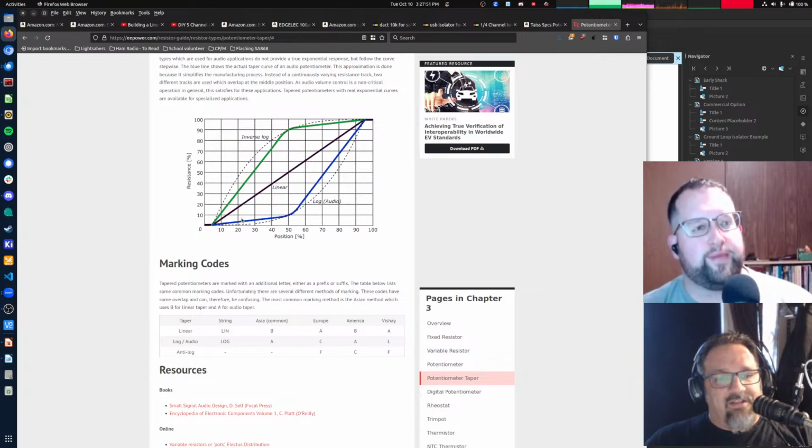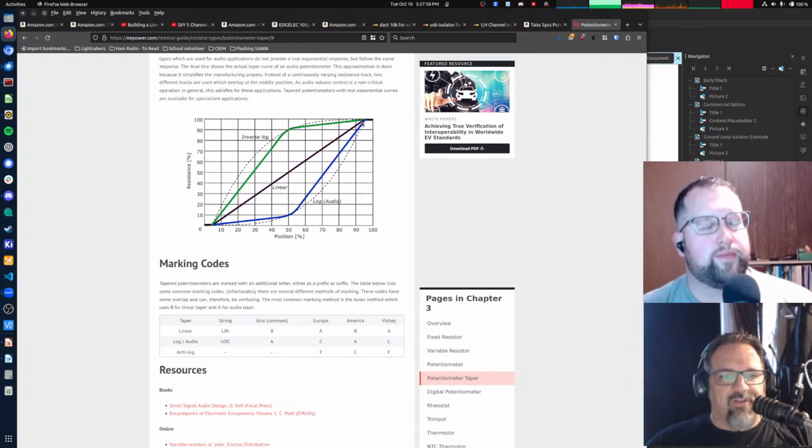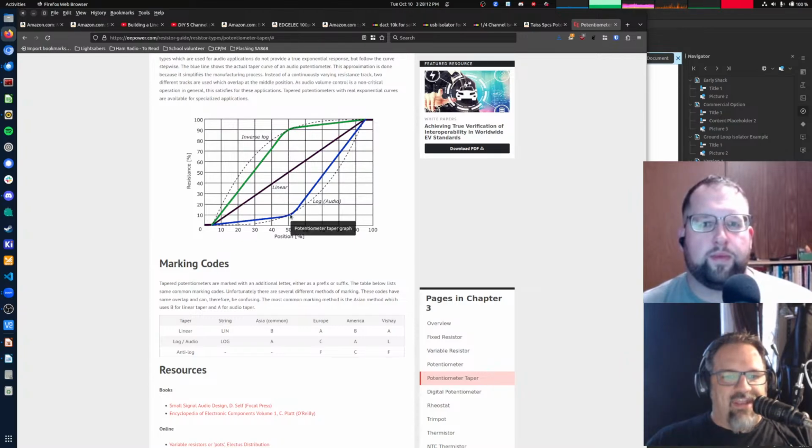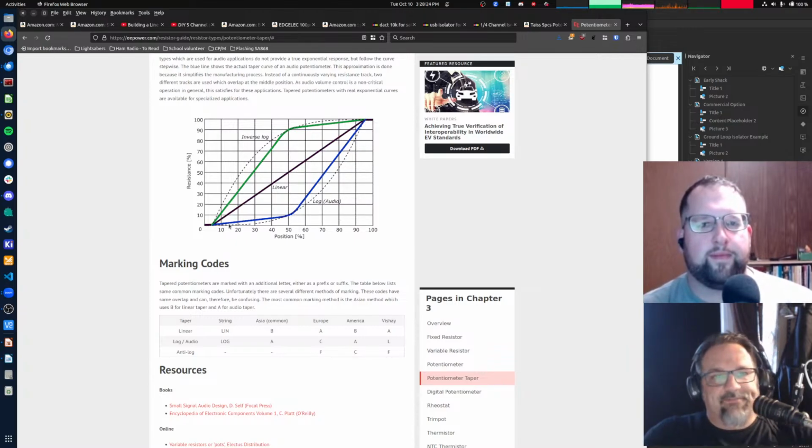Yeah, and that has to do with human hearing. So you can see how the dotted line here is a proper logarithmic curve. And it's very difficult to actually do a proper logarithmic, but you can see how it does kind of a linear taper up to about 10% of the resistance over 50% of the position turn. And then it goes from 10% up to 100% over the remaining 50% of the turn, right? So you kind of got these two separate linear sections.